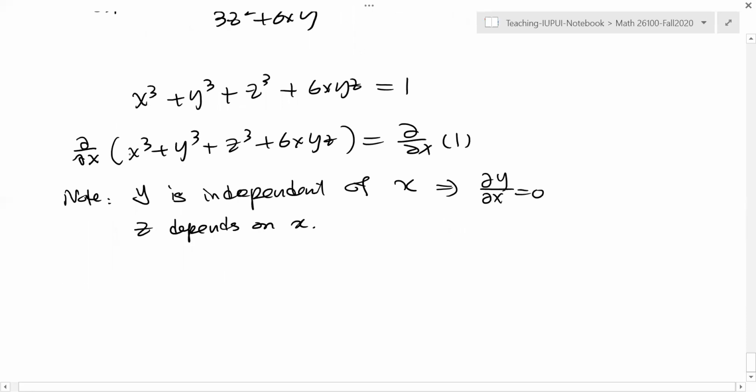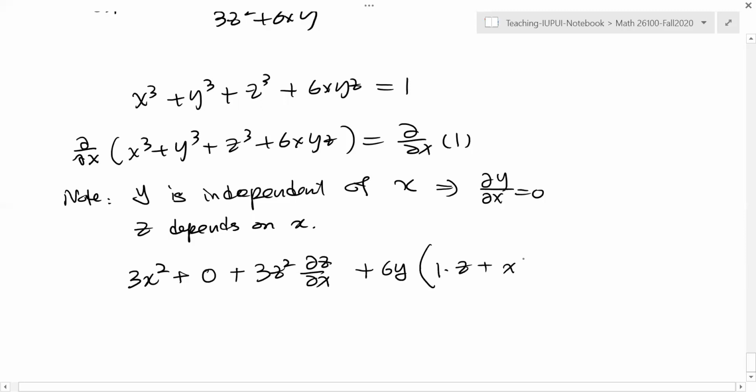The partial derivative of x cubed with respect to x is 3x squared. The derivative of y cubed with respect to x is 0. The derivative of z cubed with respect to x is 3z squared, but don't forget you have to put the partial derivative of z with respect to x. Similarly, in 6xyz you have to use the product rule. Y is a constant, so 6y is taken out, then the derivative of x with respect to x is 1, and so on.